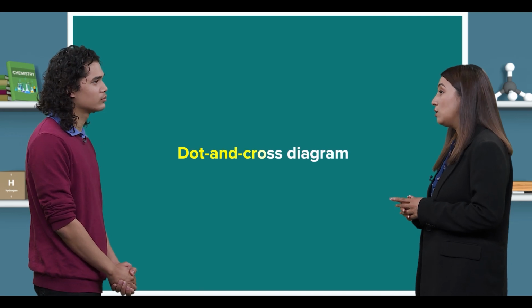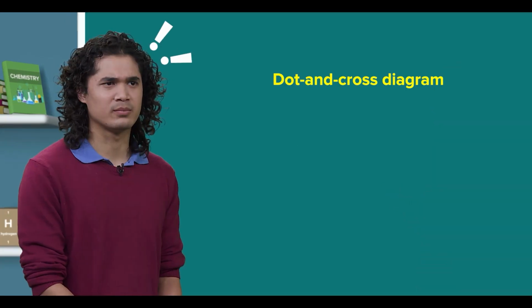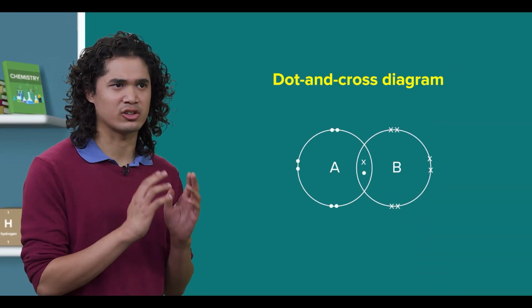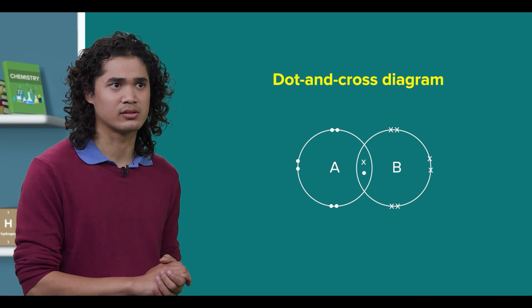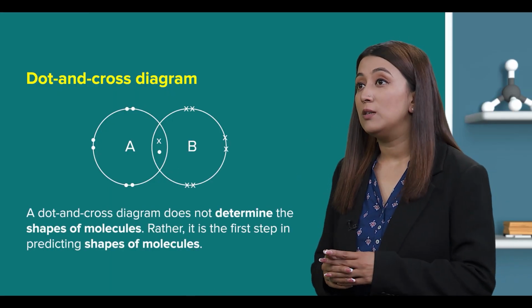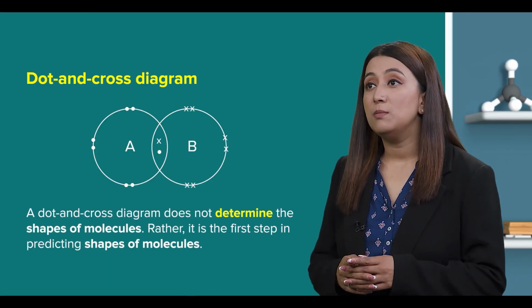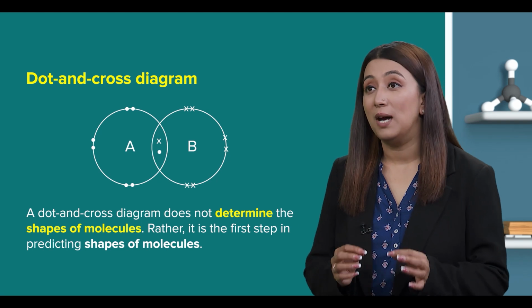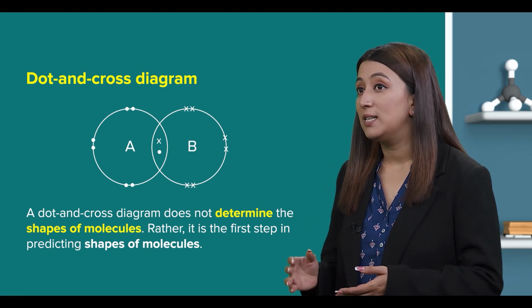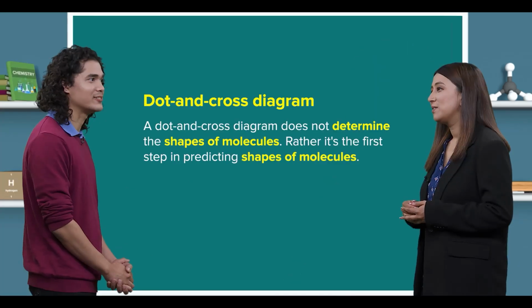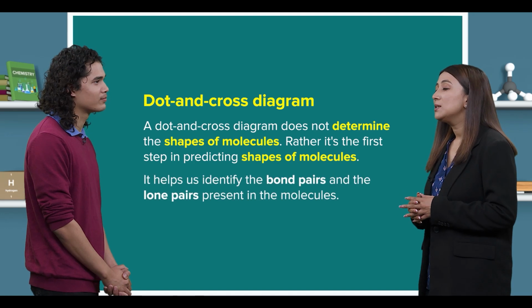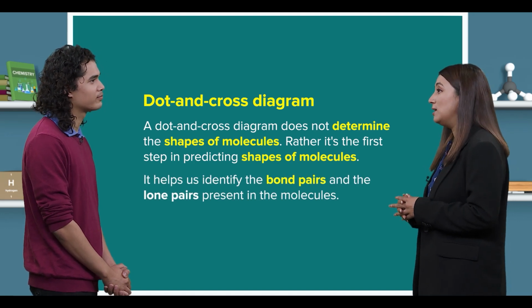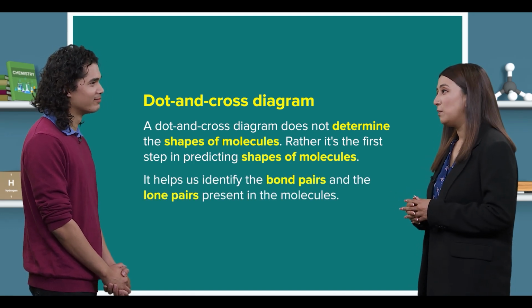For that, we must be acquainted with the dot and cross diagrams. But we've already learned about the dot and cross diagram in your previous lessons. Yeah, but remember that the dot and cross diagram does not determine the shapes of molecules. Rather, it's the first step in predicting shapes of molecules. I see. Likewise, it helps us identify the bond pairs and the lone pairs present in the molecules.